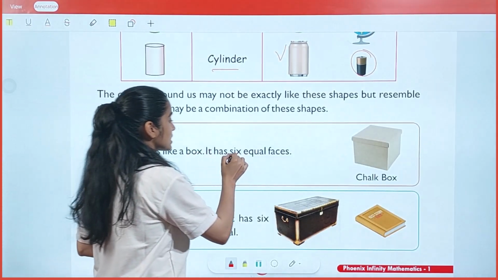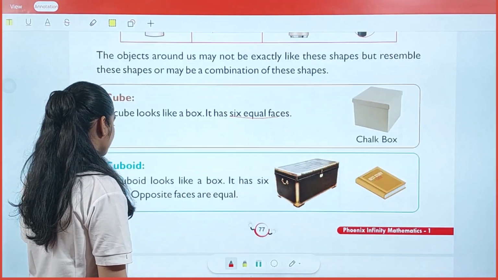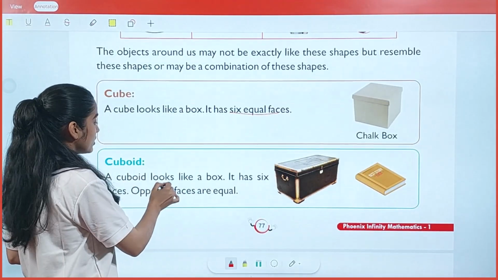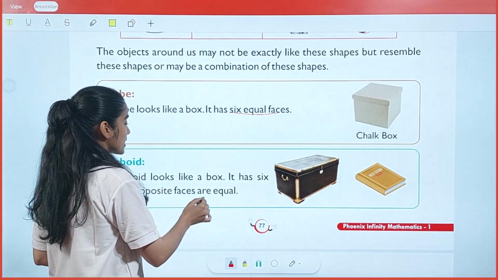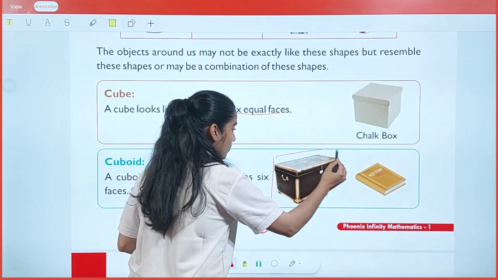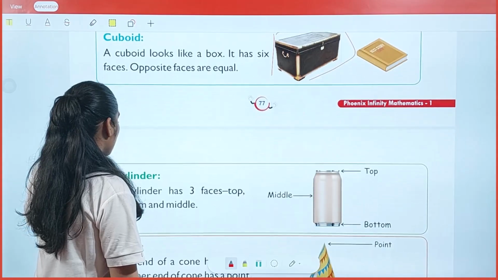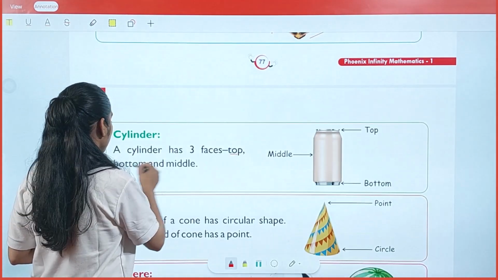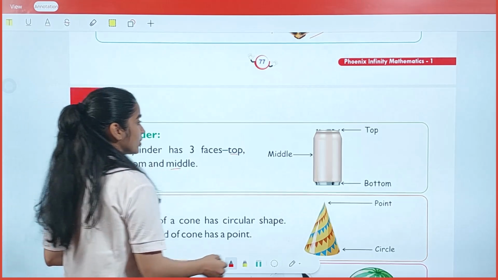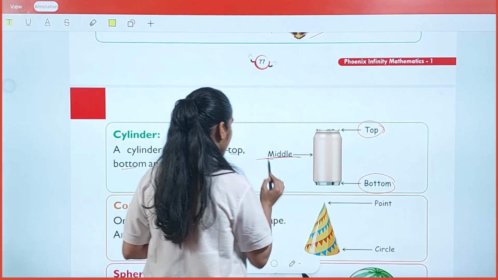A cube looks like a box. It has 6 equal faces. How many faces? 6 equal faces. Cuboid. A cuboid looks like a box. It has 6 faces. Opposite faces are equal. It looks like a matchstick box, a rectangular book. Now cylinder. A cylinder has 3 faces: top, bottom and middle. In a cylinder, what you see? You see a top, a bottom and a middle.